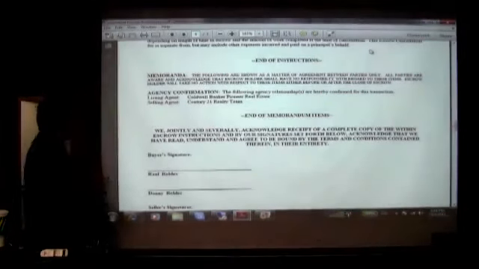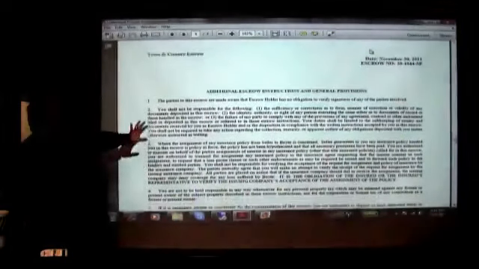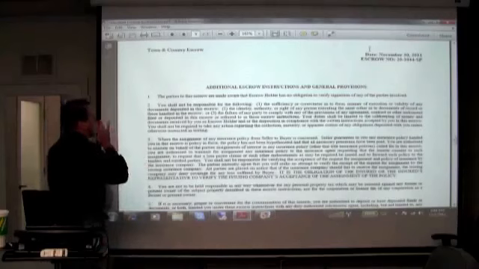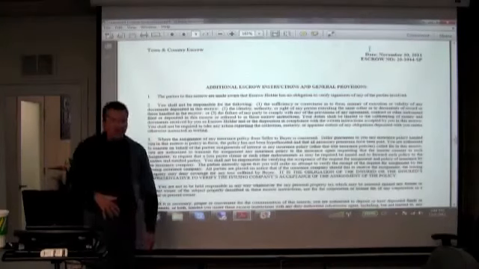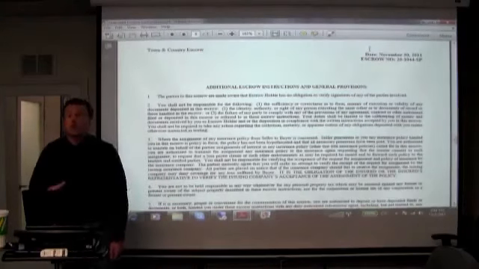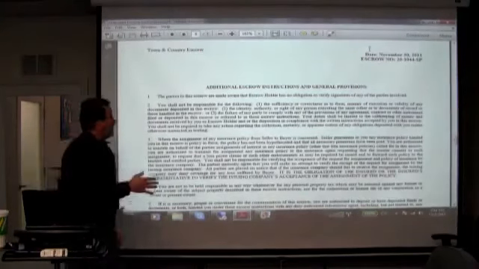Okay? Buyer sign, seller sign, pretty straightforward. Initial on the bottom. Then you get these. I'm not going to go through these line by line. Every single escrow company has what they call the general provisions. This is the fine print.